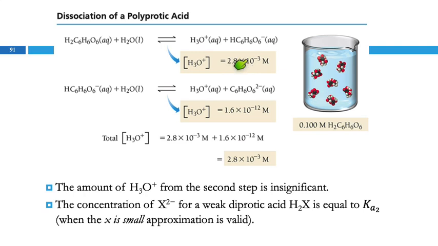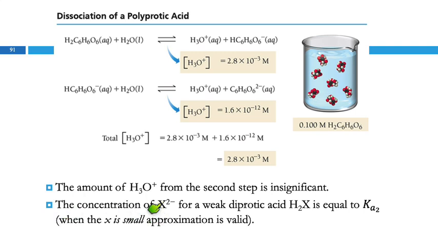That then is the starting concentration for the next ionization, so that inhibits it. We do that calculation, we find that the hydronium ion concentration from the second step is 1.6 times 10 to the minus 12, a really small number. Total hydronium ion concentration is the sum of those two, which, because this is so small, just ends up being the first number. So the amount of hydronium ion from the second step is insignificant. The only time you skip that is a dilute solution of sulfuric acid. Only time you have to do the second step.